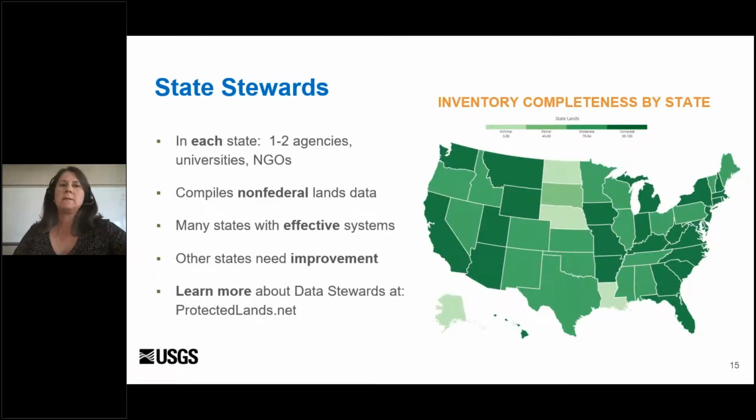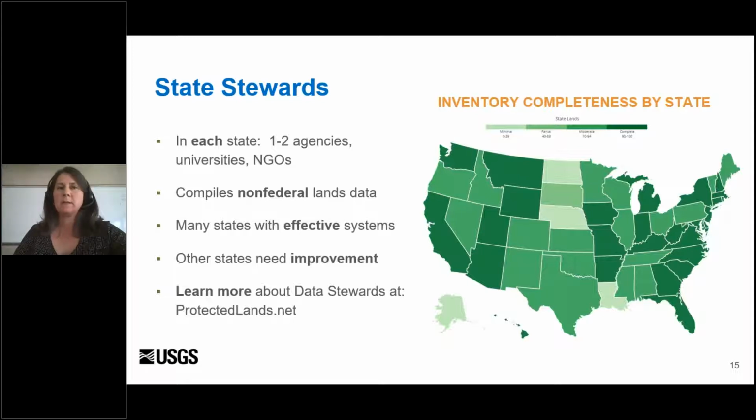The PAD-US State Data Steward Network includes agencies, universities, and nonprofits, anyone with compatible objectives to build and maintain an inventory of state and local government lands to support PAD-US. Most compile state lands data only, while some also provide local government lands and those owned by local land trusts. Only a dozen or so have complete inventories with the data management capacity to support frequent PAD-US updates.